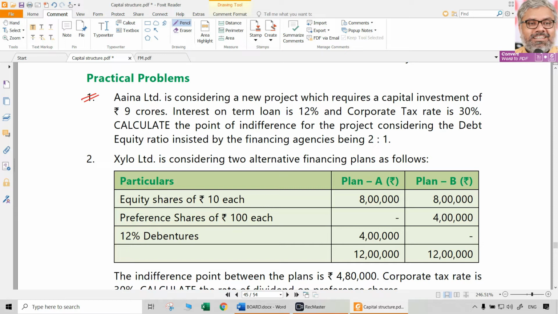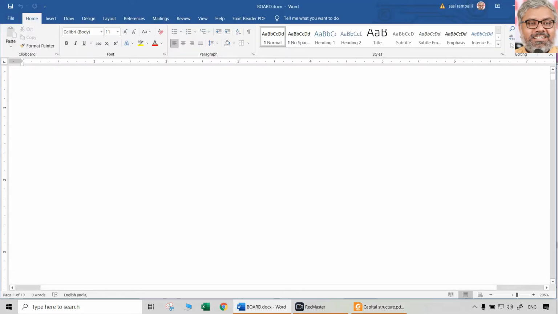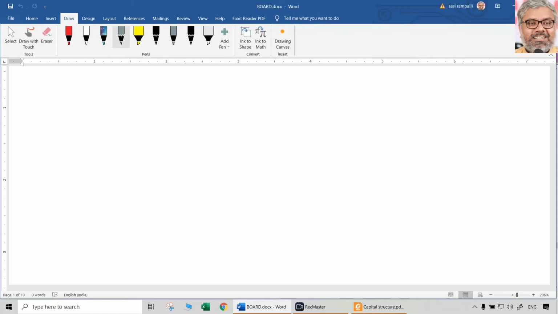Aina Limited is considering a new project which requires a capital investment of 9 crores. Interest on the term loan is 12%. Corporate tax rate is 30%. Calculate the point of indifference for the project, considering that the debt equity ratio insisted on by the financing agency is 2:1. See, when we talk about the indifference point, obviously there have to be two options. So what are the two options available here?